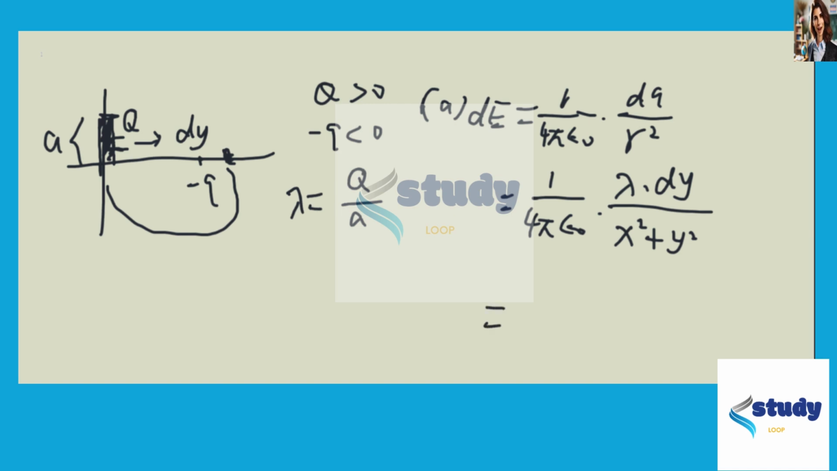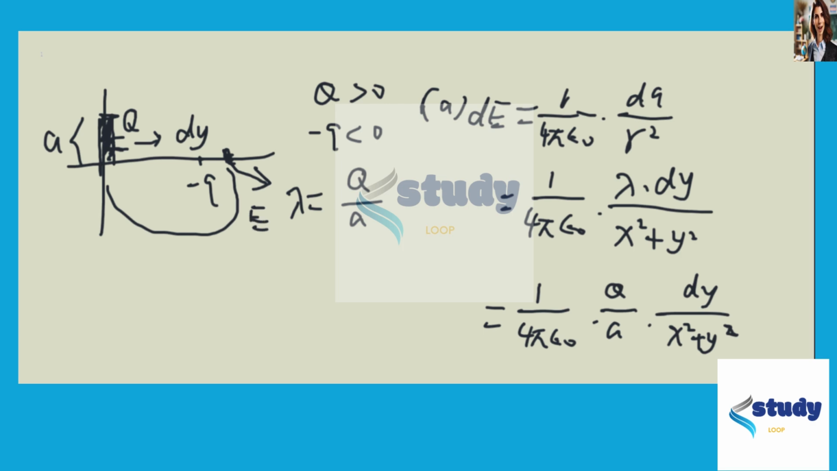So we obtain dE equals 1/4 pi epsilon naught Q over A times dy over x squared plus y squared. This is the electric field induced by the small part, and the direction of this electric field is pointing in this direction. This is dE, okay? And then we can look at the x component and y component of this dE.